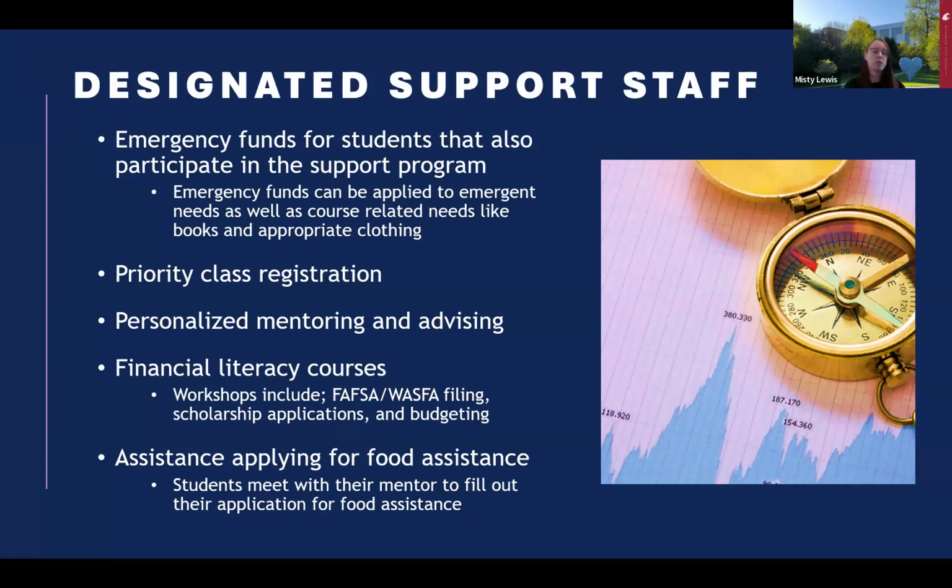There's financial literacy courses and workshops, and these include FAFSA filing, scholarship application nights, as well as budgeting courses. And then assistance applying for food assistance. So students will meet with their mentor and help fill out the application for food assistance and help them navigate that process.